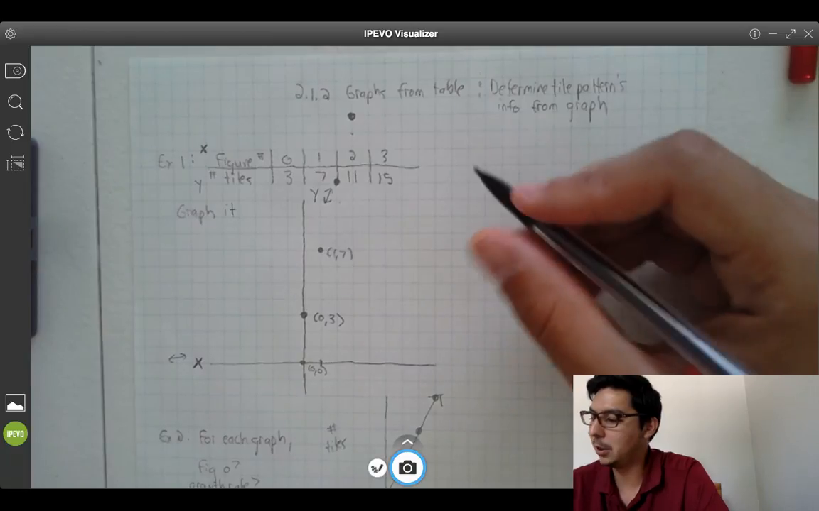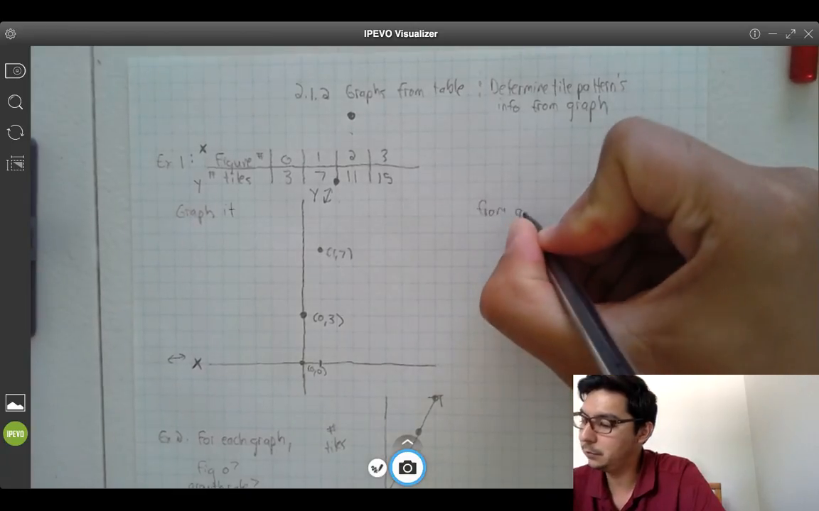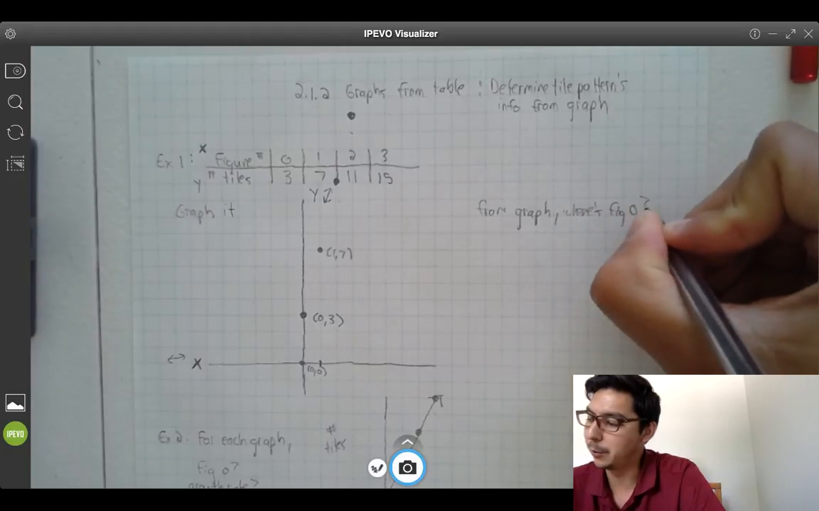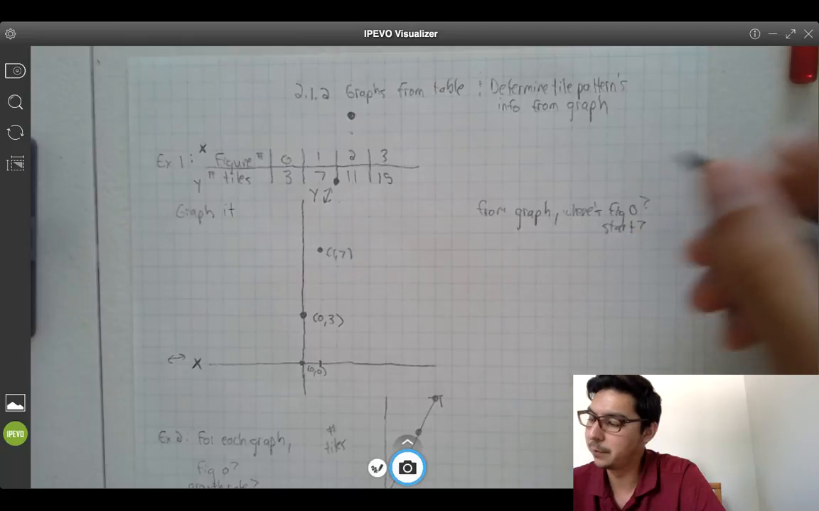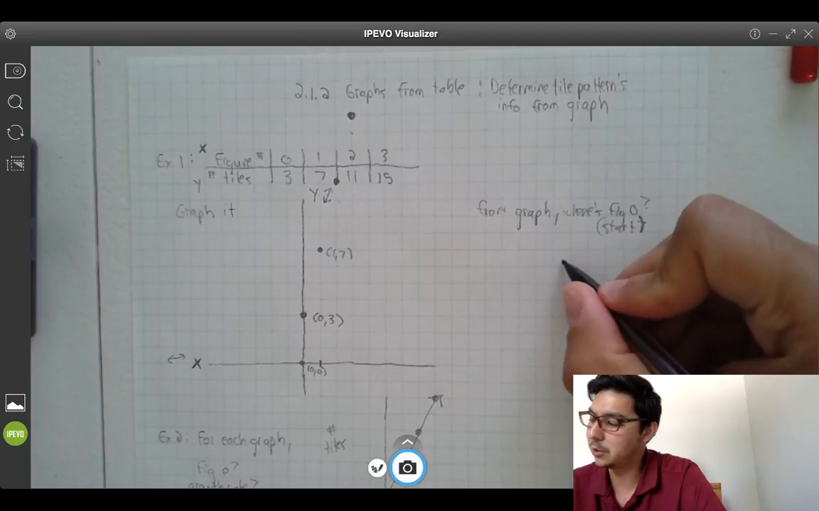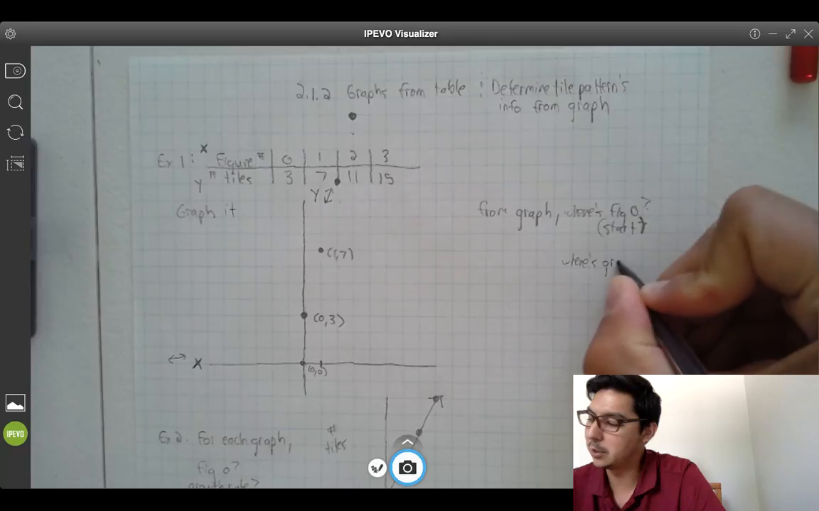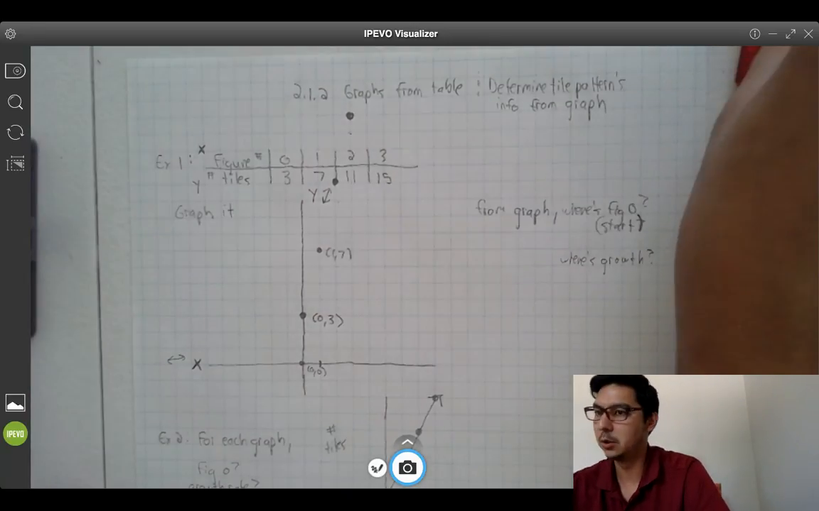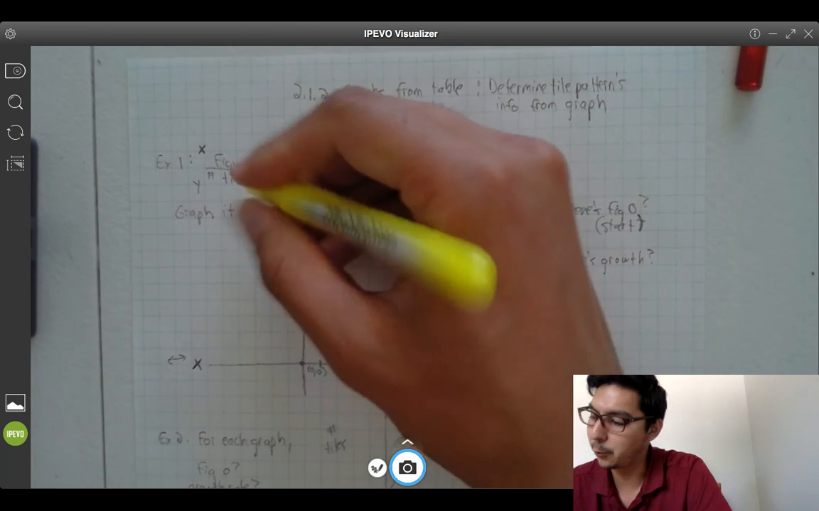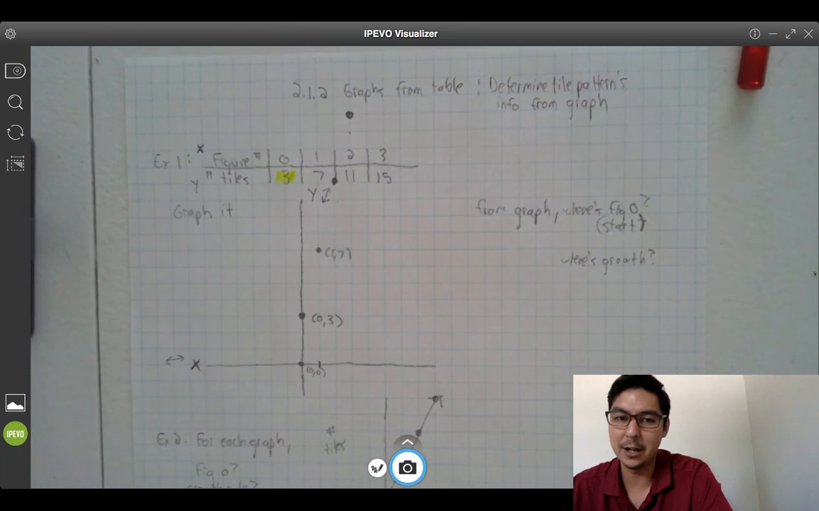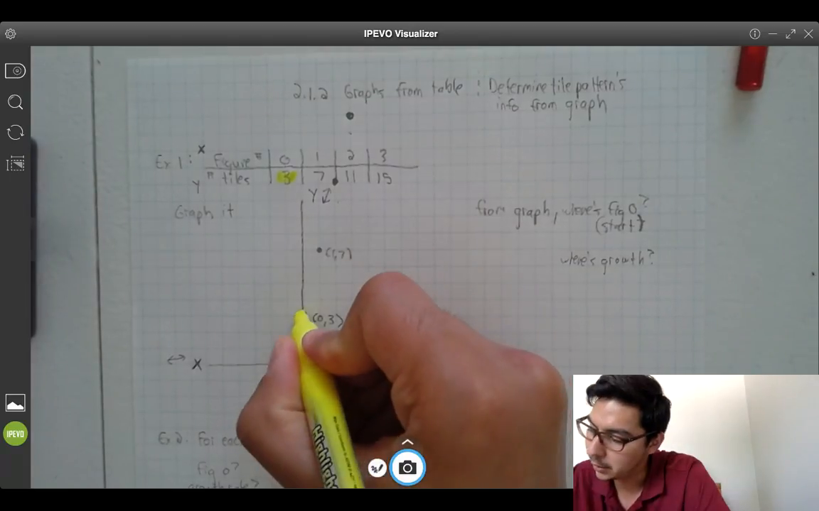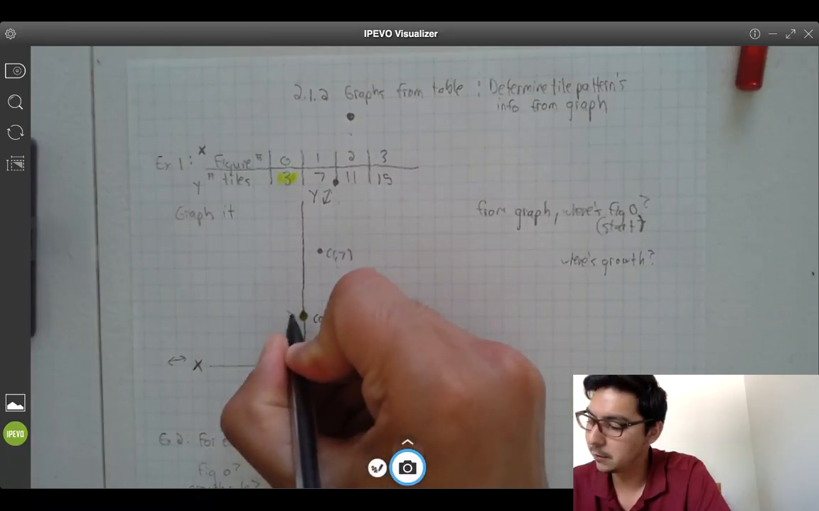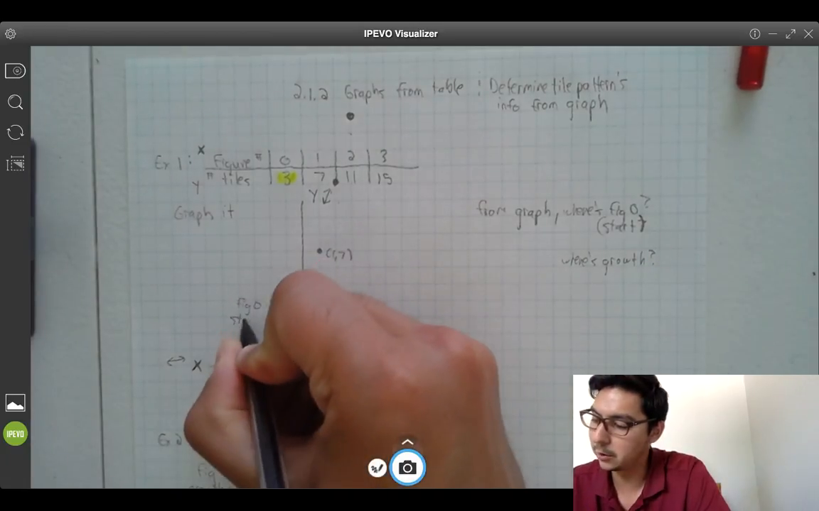So what I want you to say is, from the graph, where's figure 0? Or I'm going to start calling it the start, parentheses, and also where's the growth. It's important you start to see these two things. So figure 0 was, if I use my highlighter, 3. So where was 3 at on this graph? Where 3 was this point right here. So that point is figure 0, or the start.